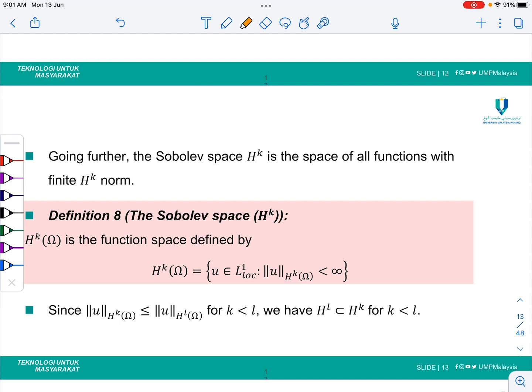We use the fact that this pattern continues for Hk and Hl for k less than l, so the spaces are contained in each other. Hk is contained within Hl for k less than l.